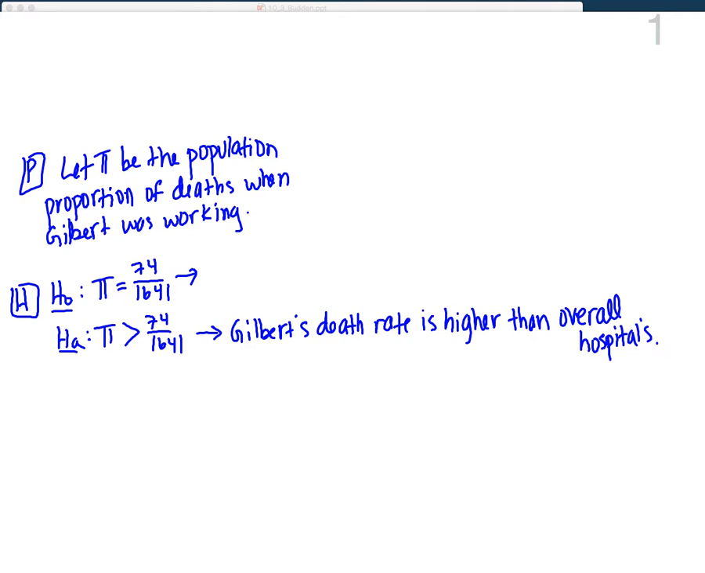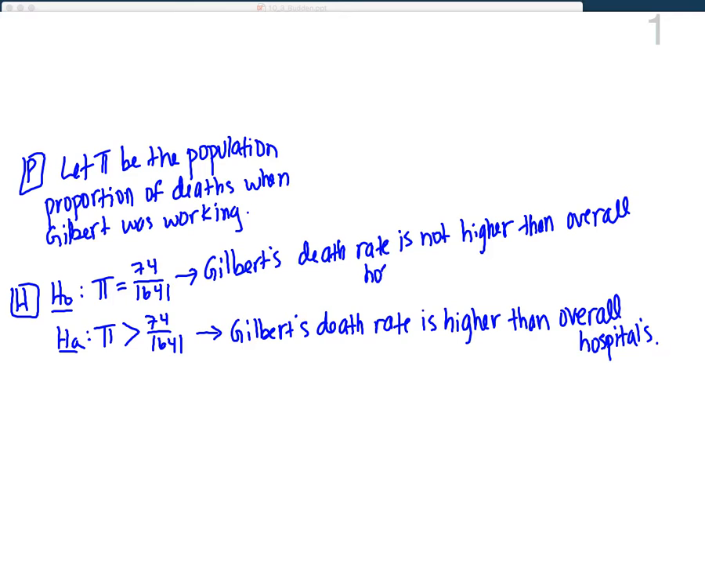Then what would we say for the null? It isn't. It's not higher. Could we say that it's the same as the hospitals? Yeah. Same or less than. So I'm going to say Gilbert's death rate is not higher than the overall hospitals.